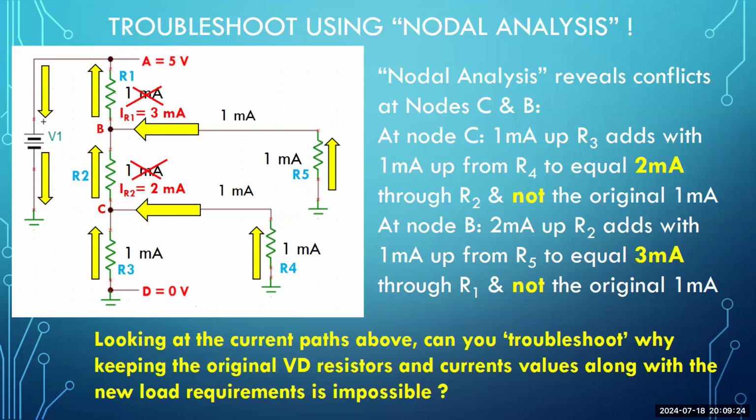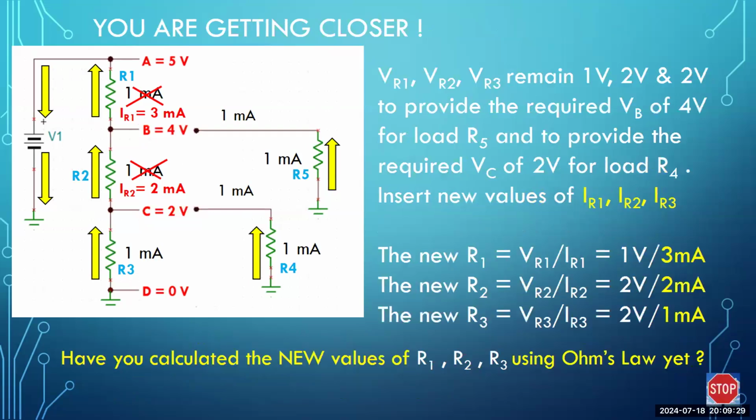So where do we go from here? Here we go. Ta-da! You can determine a new value for R1, R2, and R3 because they can't be the original 1 kilo ohm, 2 kilo ohm, 2 kilo ohm resistors. That's impossible because the currents have changed. So if we read this, the original VR1, VR2, VR3 do have to remain at 1 volt, 2 volts, and 2 volts. They have to remain those voltages. That can't change. The resistance values can change, but the voltages can't.